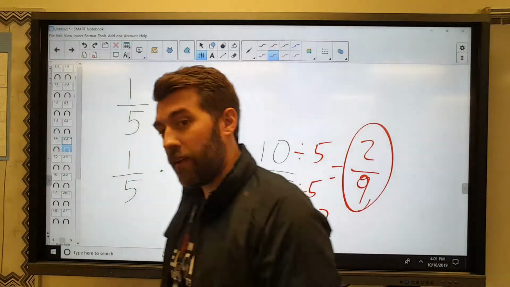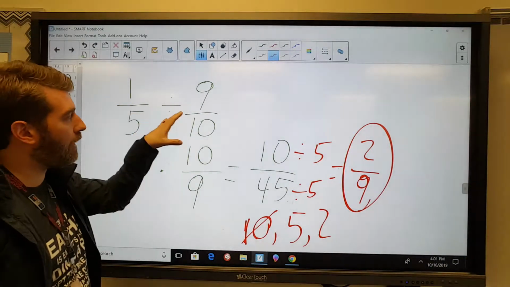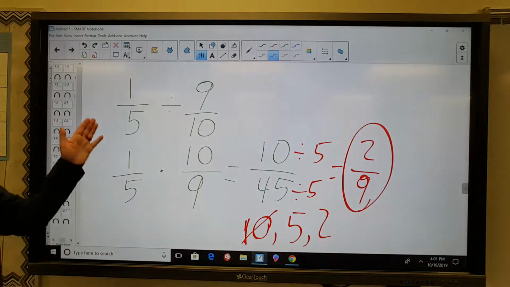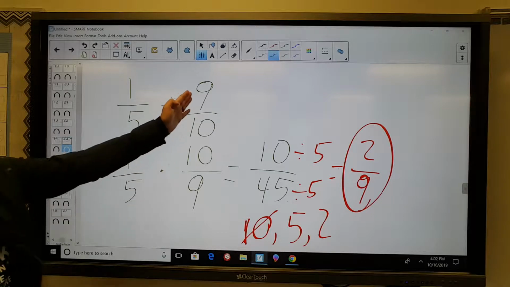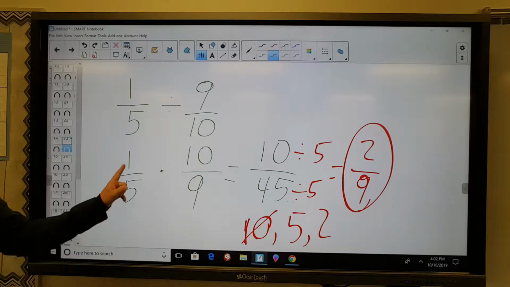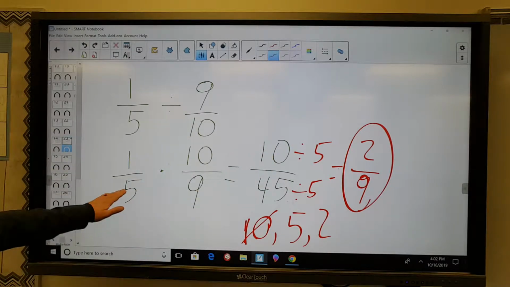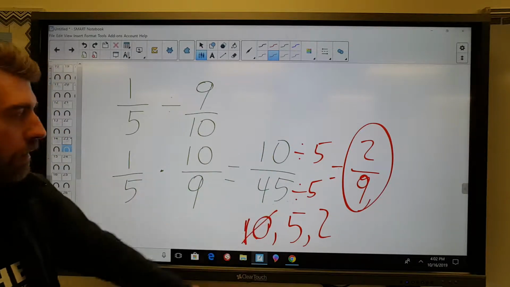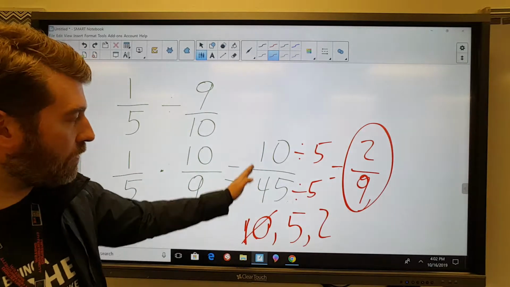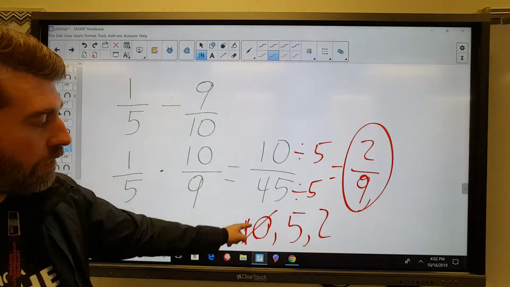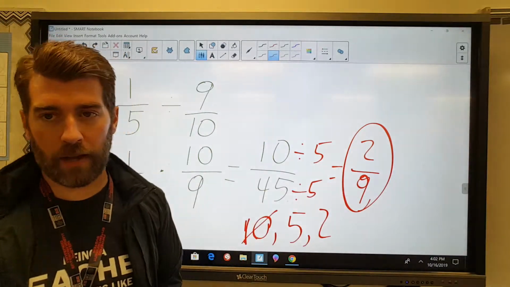So let's look real quick and talk about how we got there. So again, we started with 1/5 divided by 9/10. We did keep, change, flip. Kept it 1/5, changed it to multiply, flipped 9/10 to 10/9. Then we multiplied straight across. 1 times 10 is 10. 5 times 9 is 45. We have to reduce this, so we wrote down the factors of 10: 10, 5, and 2, and we just started dividing. 10 didn't work, but 5 did, and we got 2/9.